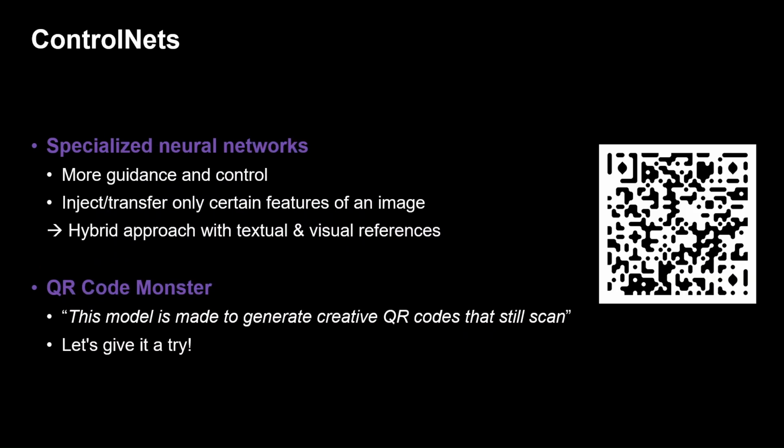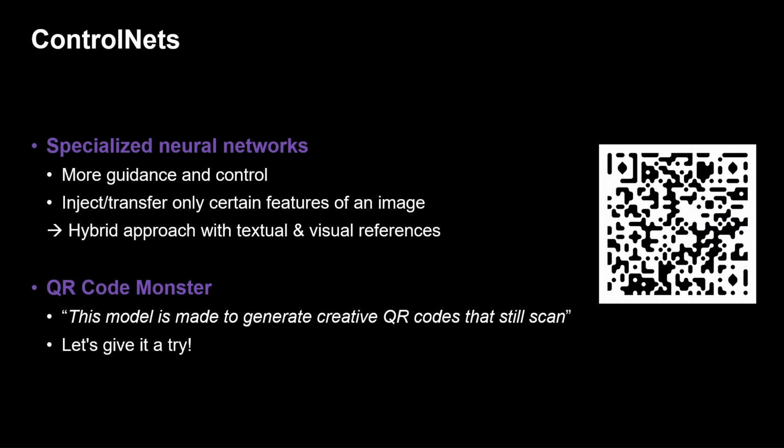For our use case here, what I'll use is a specific ControlNet, which are specialized neural networks that give more guidance and control to the generation process by injecting or transferring only certain features of an image. All right, so it allows a hybrid approach between textual indication, like the prompt, that's what you want, and visual references. So you give an image in input, and I'll use the QR code monster ControlNet.